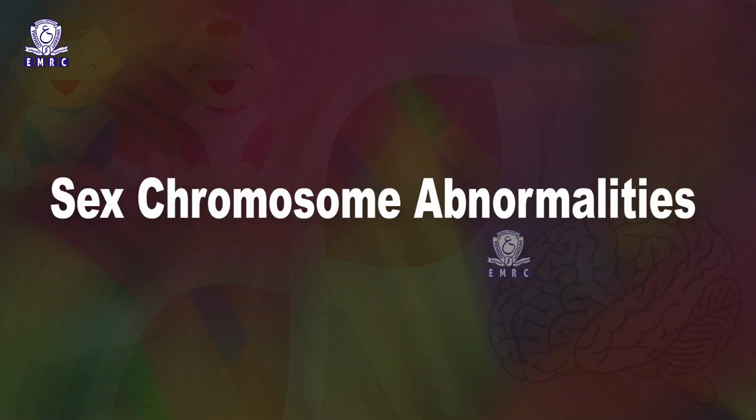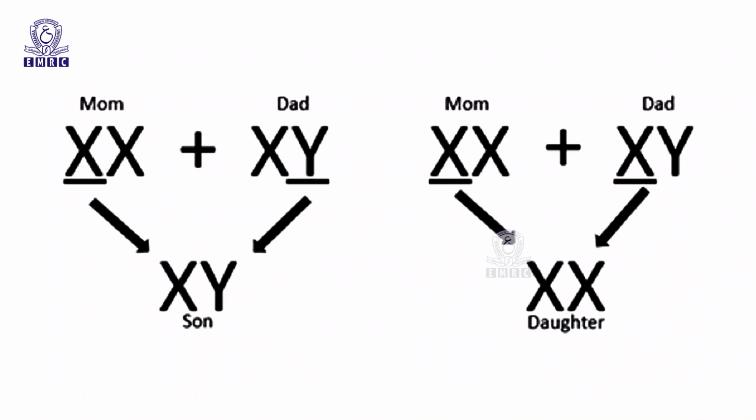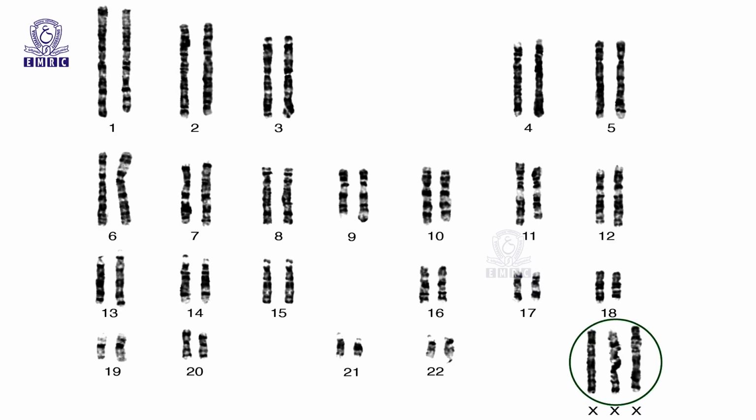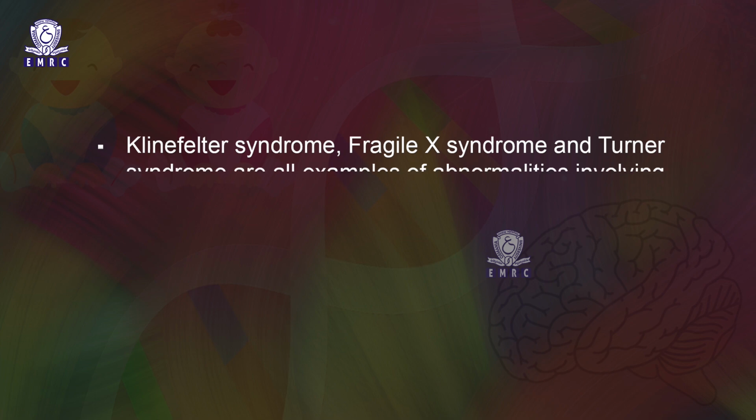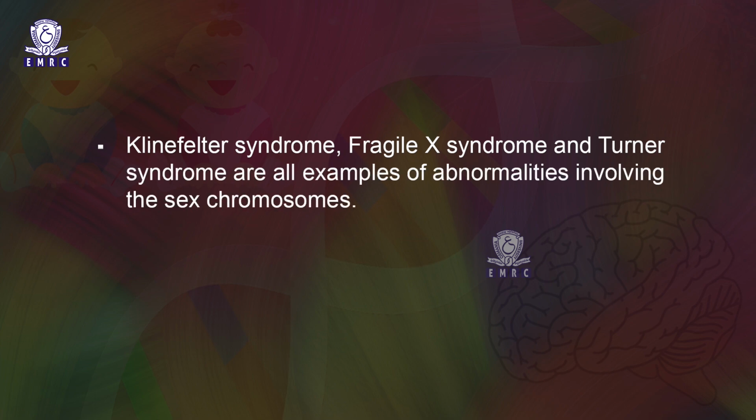Sex chromosome abnormalities. The vast majority of newborns, both boys and girls, have at least one X chromosome. In some cases, about 1 in every 500 births, children are born with either a missing X chromosome or an additional sex chromosome. Klinefelter syndrome, Fragile X syndrome and Turner's syndrome are all examples of abnormalities involving the sex chromosomes.